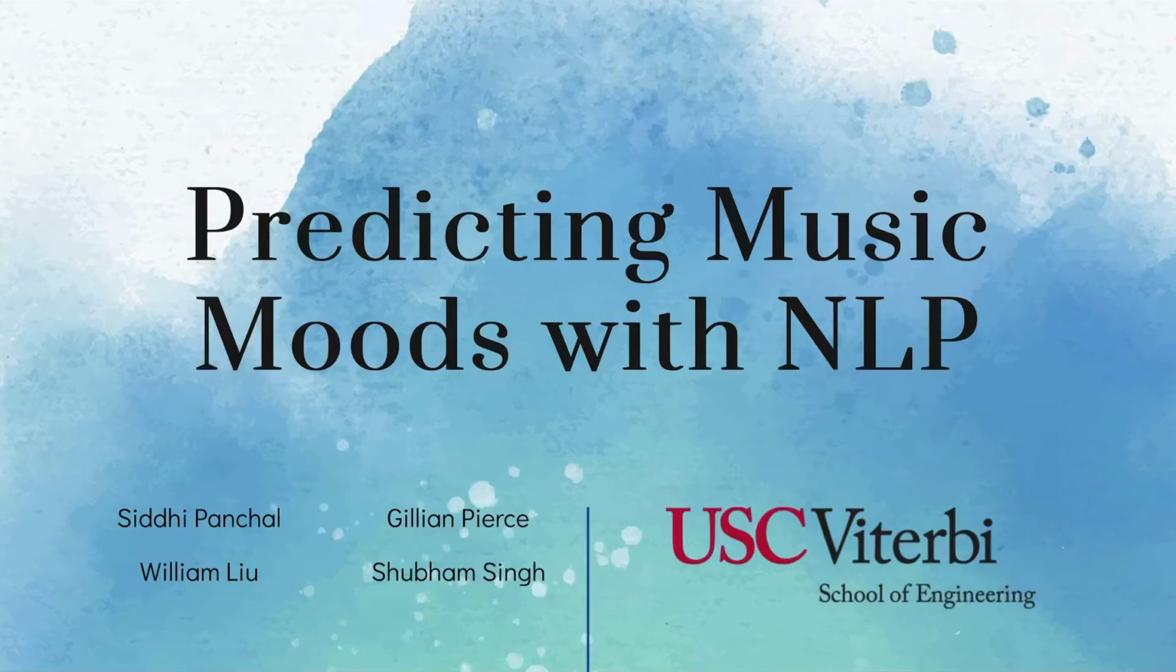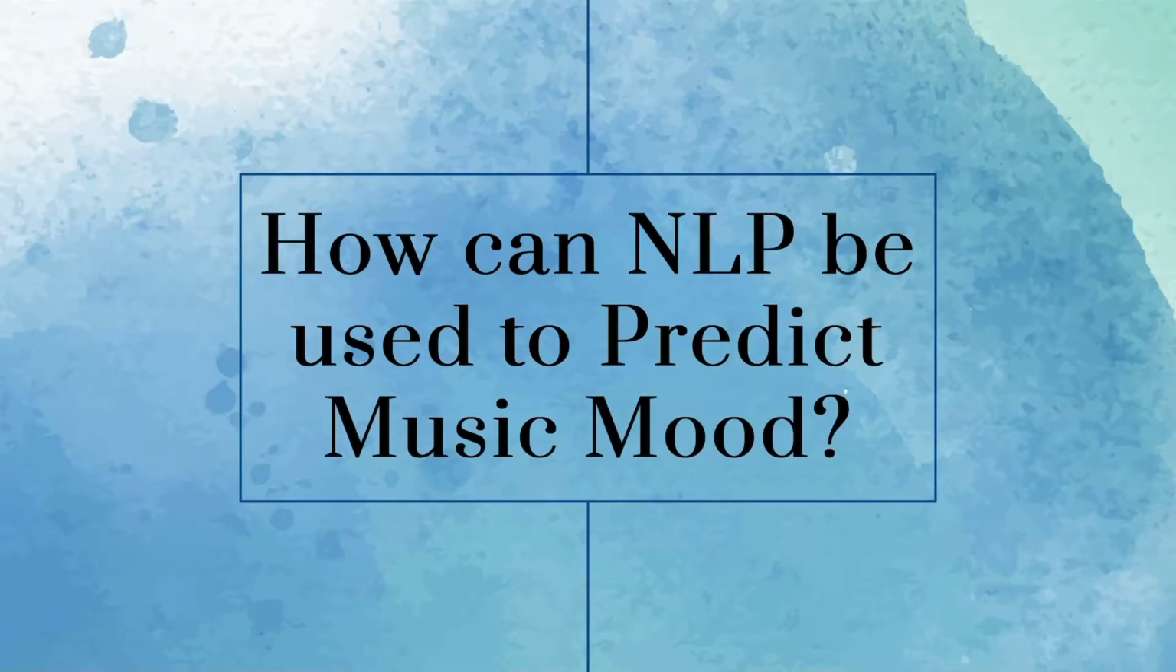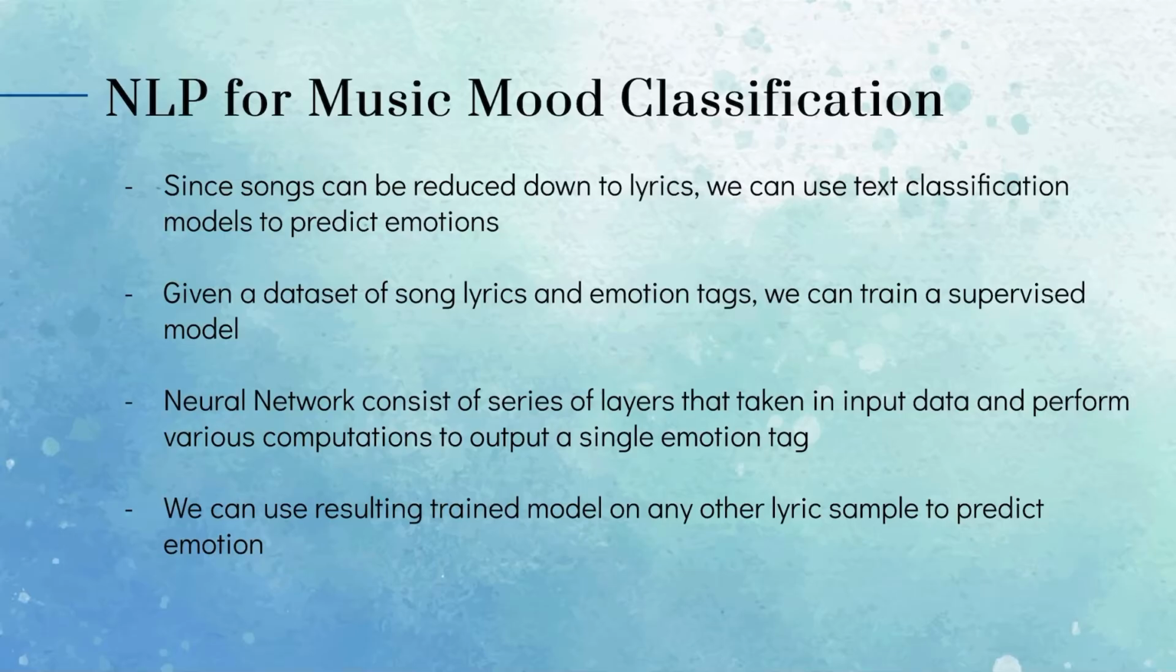Predicting music moods with NLP. How can we use NLP to predict music moods? Since songs can be reduced down to lyrics, we can use text classification models to predict emotions. Given a data set of song lyrics and emotion tags, we can train a supervised model.